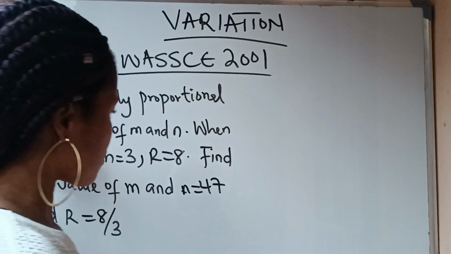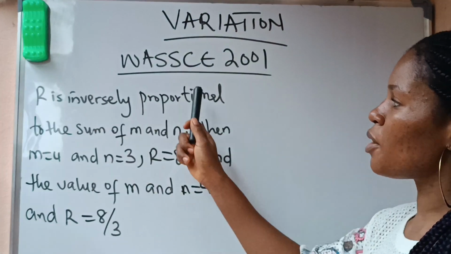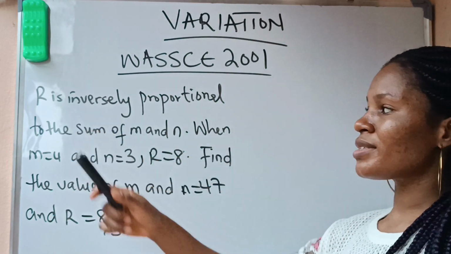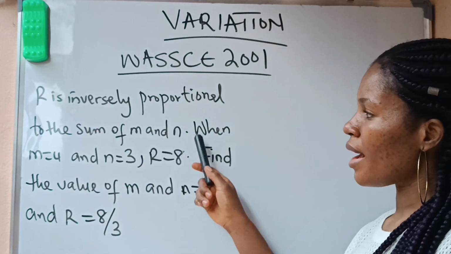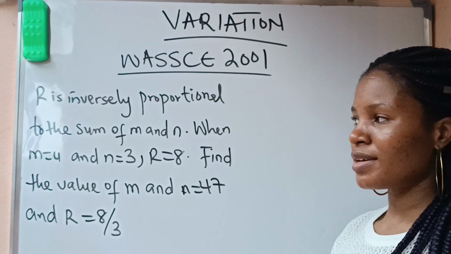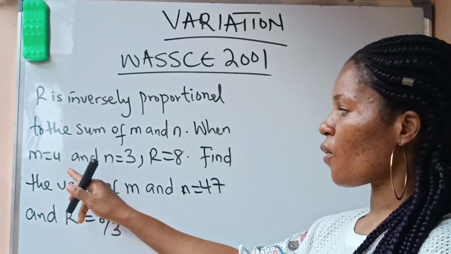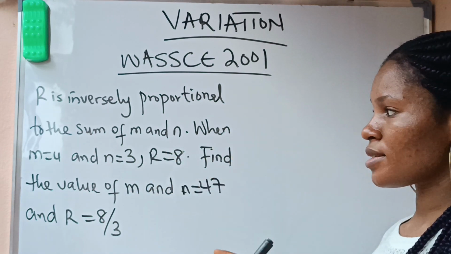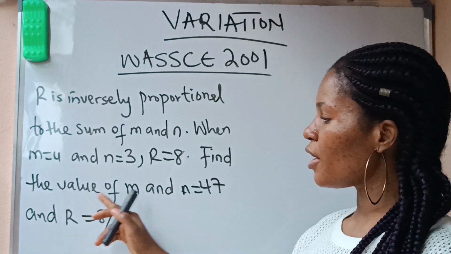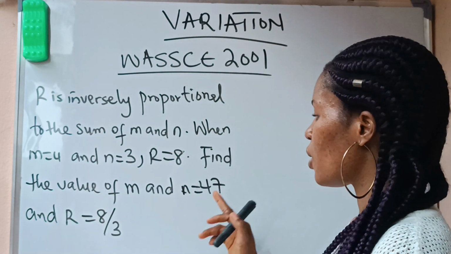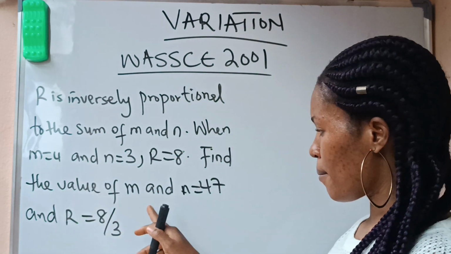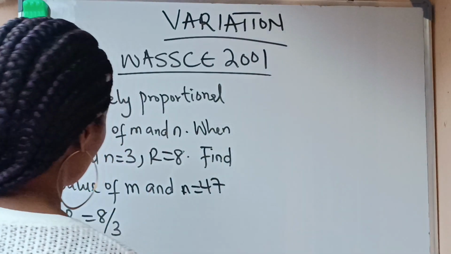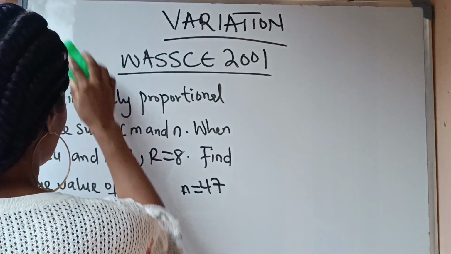That R is inversely proportional to the sum of m and n. So it means that when R is increasing, the sum of m and n is decreasing. Inverse. When m is equal to 4 and n is equal to 3, R is equal to 8. We are asked to find the value of m if n is equal to 47 and R is equal to 88/3.